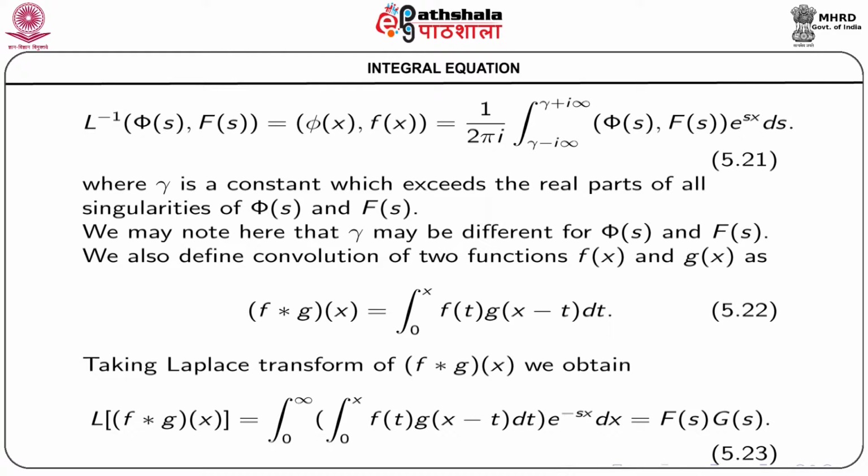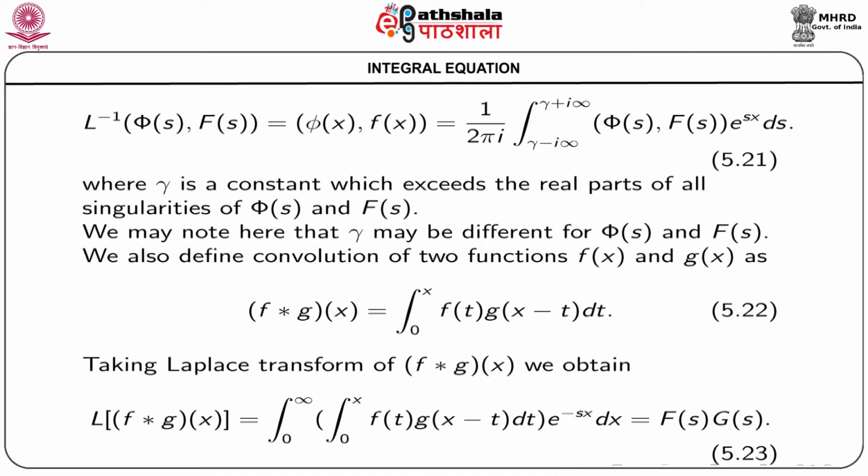Next, we define convolution of two functions small f x and small g x as integral 0 to x f t g x minus t dt, and this is denoted by the notation f star g x as given in equation 5.22.